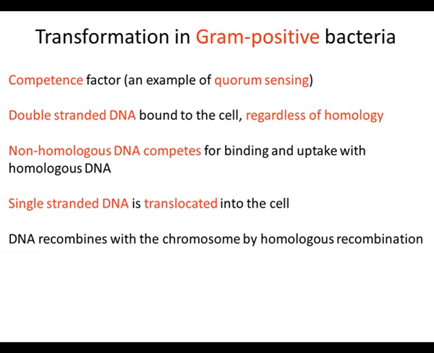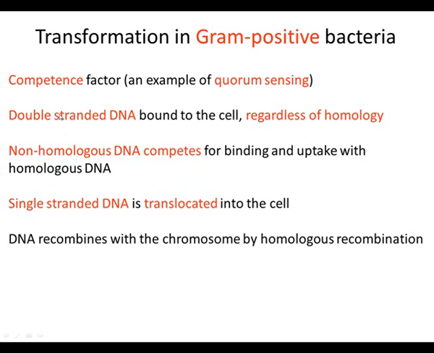So there's a little difference between those organisms that can do transformation, whether they're gram-positive or gram-negative. Like I say, not all bacteria can undergo natural transformation, but a significant number of pathogens can, so we have to be concerned about it. The way they become competent in gram-positives is there's a buildup of a competence factor, which is an example of quorum sensing. So the more bacteria you have, the more of this competence factor you have.